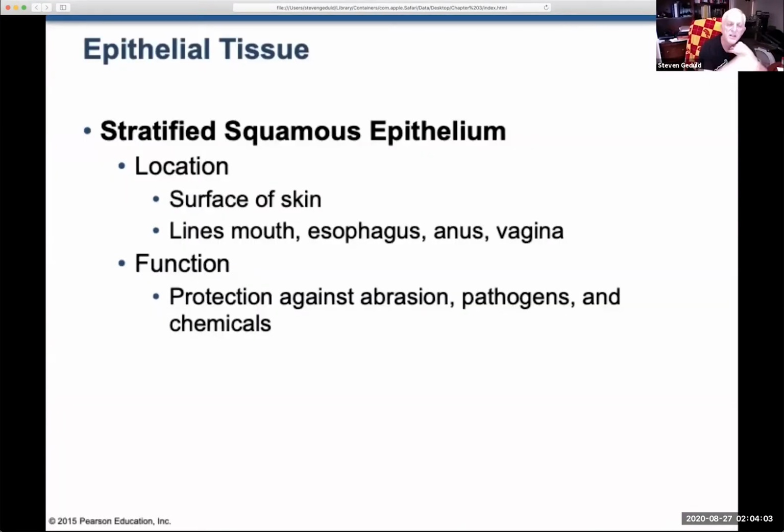Stratified squamous epithelium. Stratified means what? Two or more layers, perfect. The location is the surface of the skin. We have multiple layers, and the cells are squished so they can adhere to each other, and it protects. It lines the mouth, esophagus, anus, and the vagina, all areas where you can get trauma. It has to protect those areas, so it's stratified squamous epithelium. It protects against abrasion, pathogens, and chemicals.